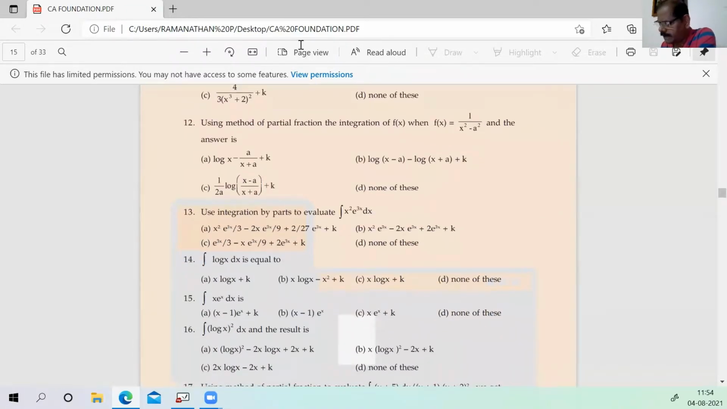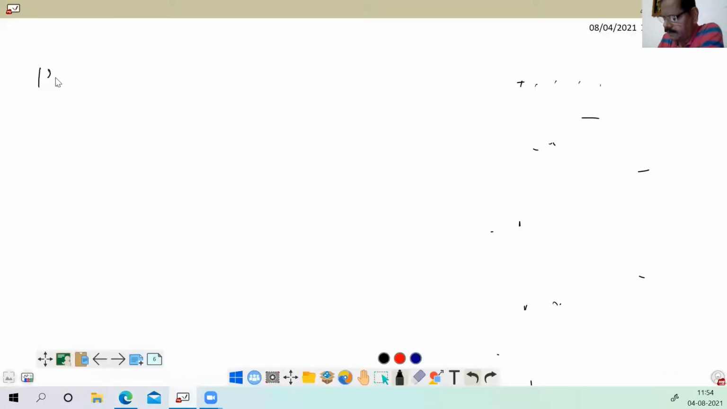Use integration by parts, 13th one. Use integration by parts to evaluate the integral of x square into e raised to 3x dx. Since it is an MCQ, multiple choice question, we need not write full steps. So we can use the shortcut method, the UV method.